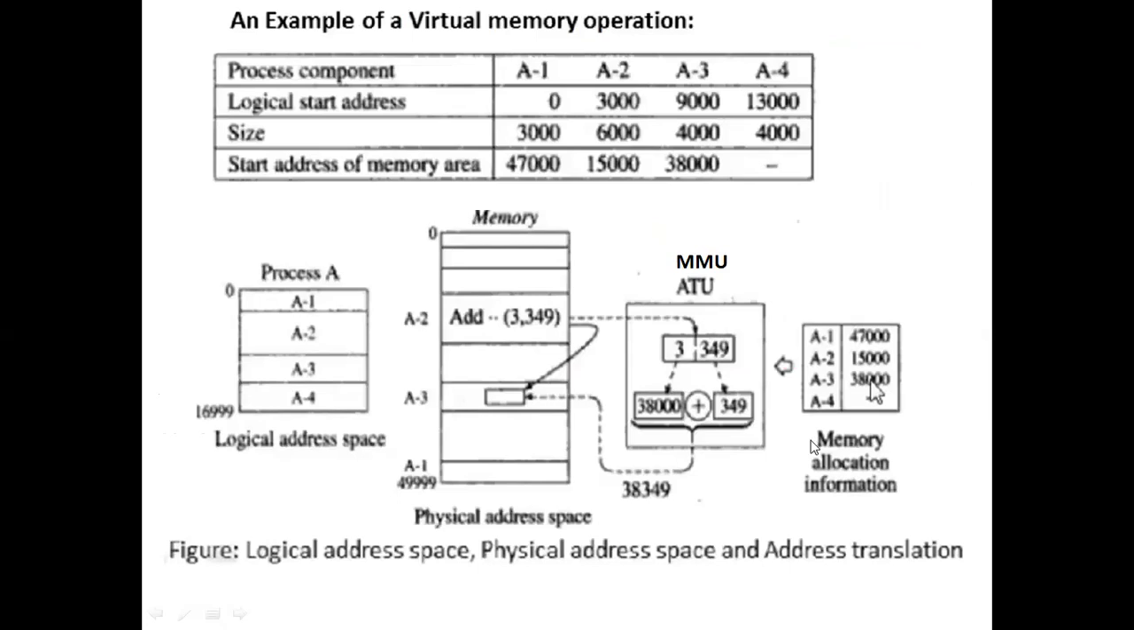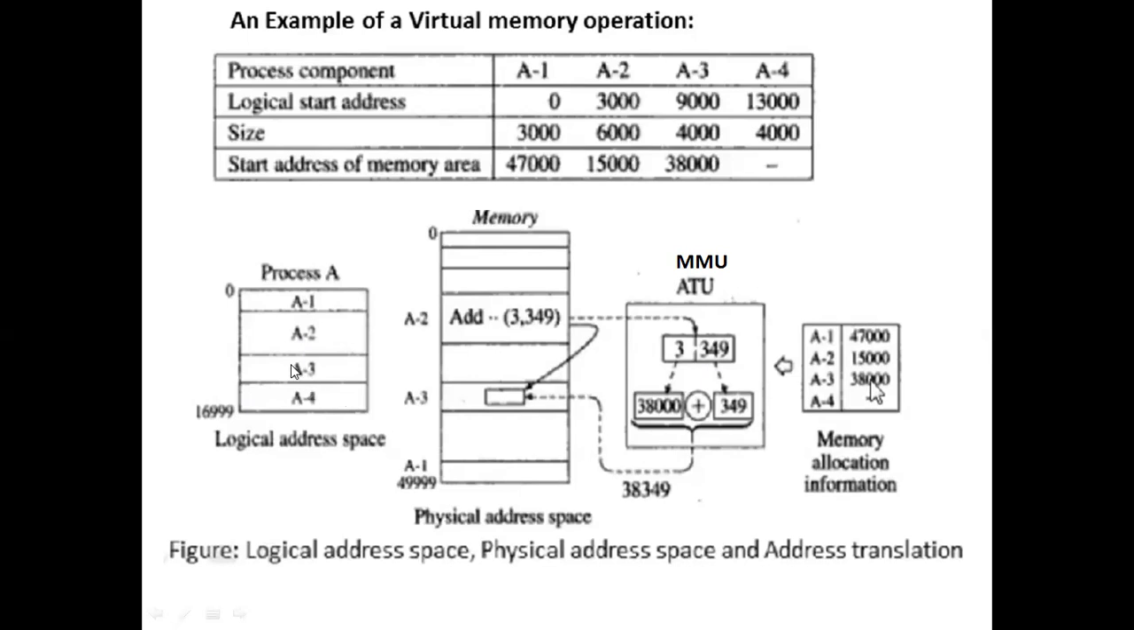So this is a simple example according to the book, on the basis of virtual memory operation. For that, this particular figure is mentioned, along with some numerical values. The heading is logical address space and physical address space and address translation with respect to VM operation. VM stands for virtual memory. The concept here is that we have a process A. Into how many parts has this process A been divided?